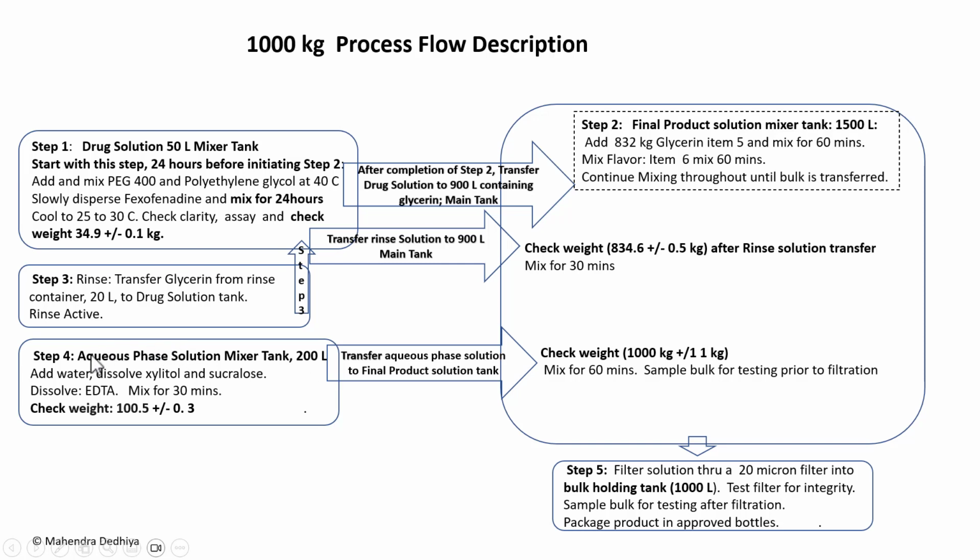The aqueous phase is separately made in a 200-liter tank. First dissolve xylitol and sucralose. They are very soluble. Add EDTA, mix for 30 minutes and check the weight. Transfer the aqueous phase solution into the final mix. The weight should be 1000 kilo plus or minus 1.1 kilo. Mix for 60 minutes. Sample bulk for testing according to quality control specification prior to filtration.